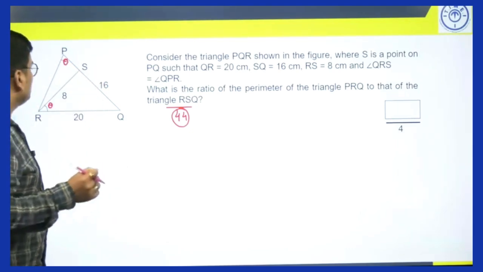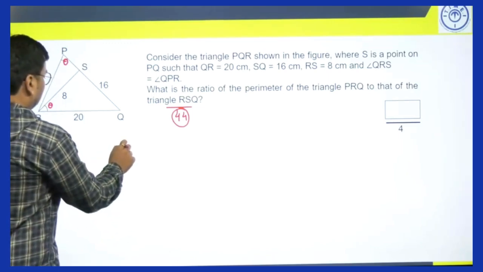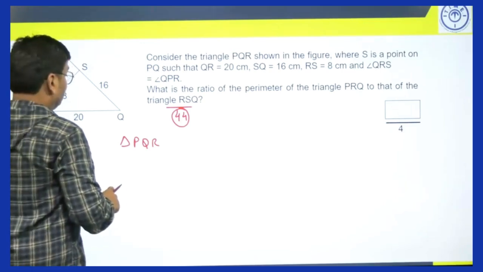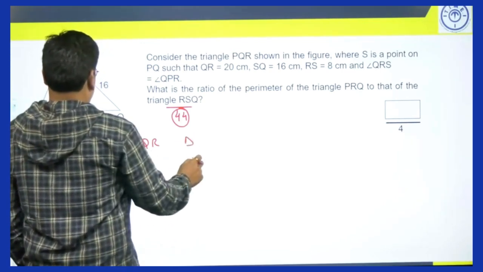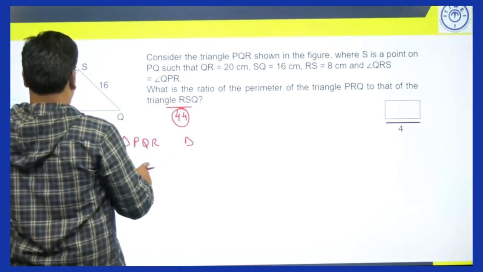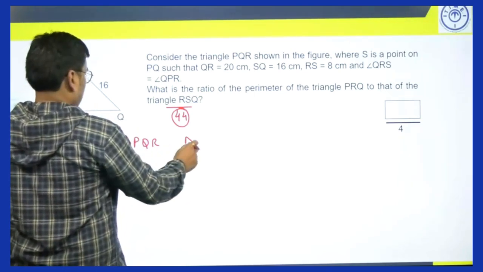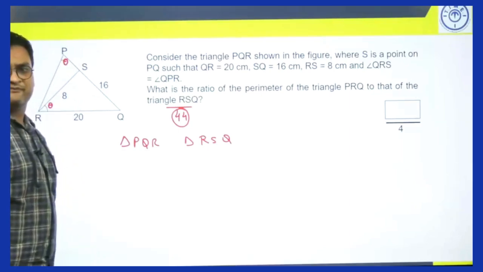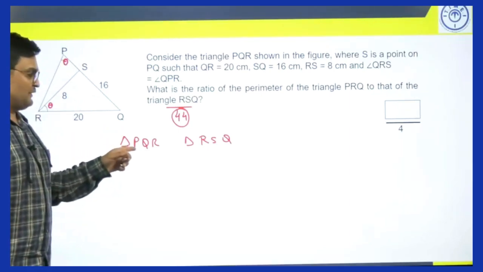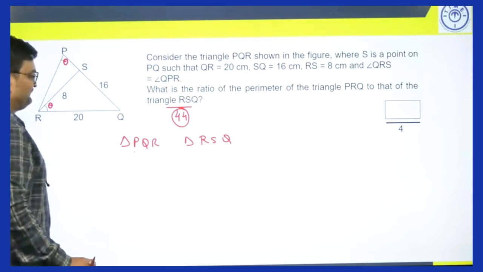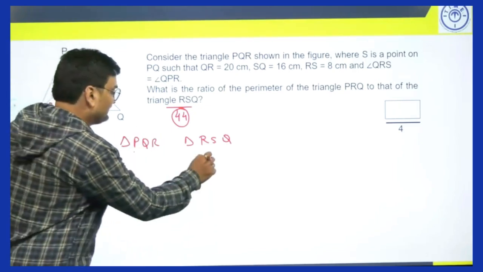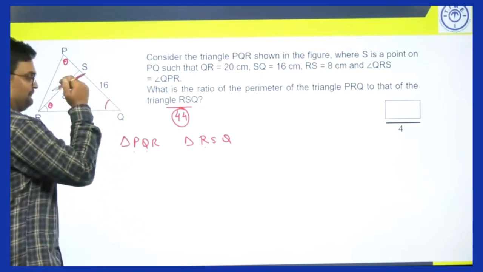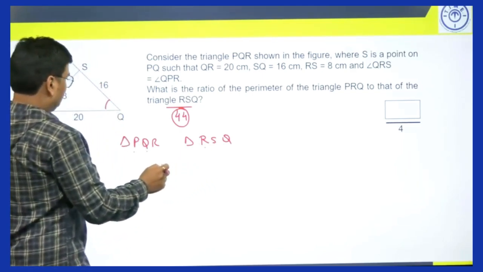Let's use similarity here. Notice the following triangles: triangle PQR, and consider the triangle RSQ. Look at these two triangles. Now in this triangle, what is angle P? It's theta. Now in this triangle, what is angle R? It's theta. Both are equal. In this, what is angle Q? It's this alpha.